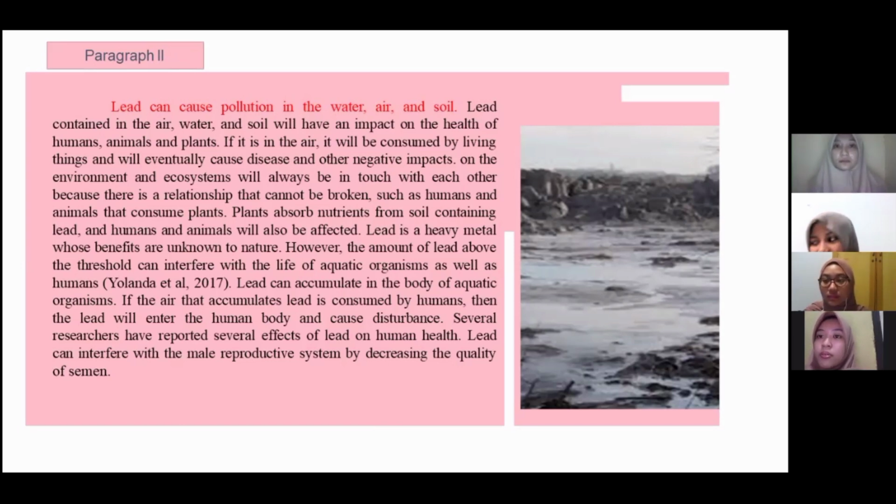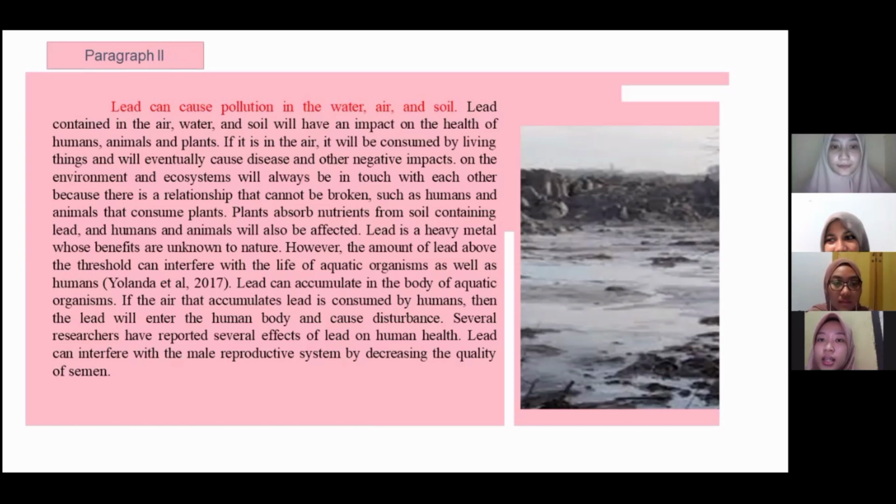Lead is a heavy metal whose benefits are unknown to nature. However, the amount of lead above the threshold can interfere with the life of aquatic organisms as well as humans, said Yolanda et al. Lead can accumulate in the body of aquatic organisms.